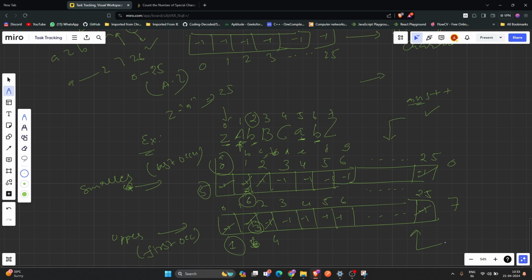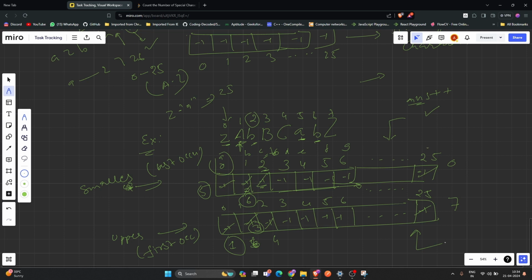Talk about this c. So c, smaller c is -1. Yeah, smaller c is -1. So I won't be comparing since I don't have smaller c. So if any of uppercase or lowercase occurrence is -1, that means that character is not present in my string, right? So I'll just be moving ahead. Okay, now next everything is -1. I'll just be moving ahead because that character is not present. So I won't be including it in my special characters, right?